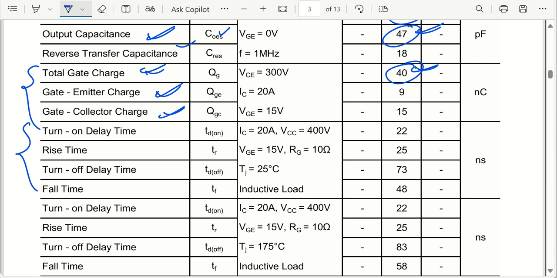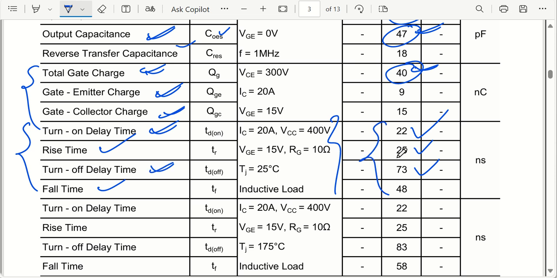So you can see the turn on delay time is around 22 nanoseconds, and rise time is 25 nanoseconds, and turn off delay time is 73 nanoseconds. So at 25 degrees centigrade, these four values are there: rise time, fall time, turn on time, and turn off time. Okay, so these are the values that are there.